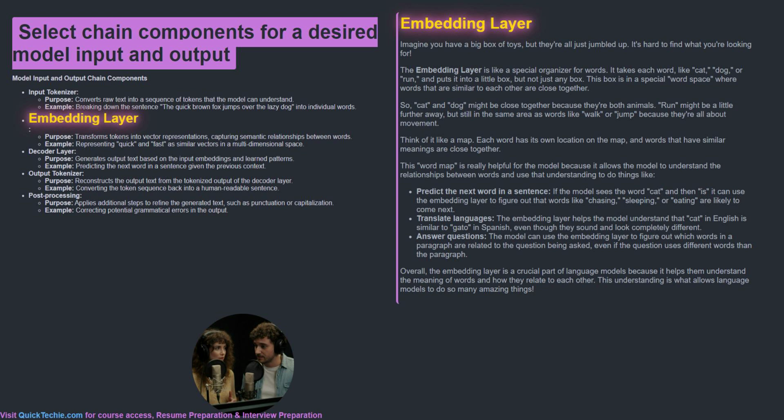Overall, the embedding layer is a crucial part of language models because it helps them understand the meaning of words and how they relate to each other. This understanding is what allows language models to do so many amazing things.